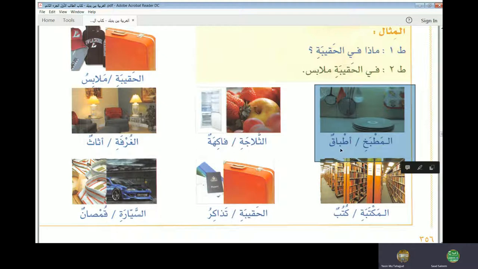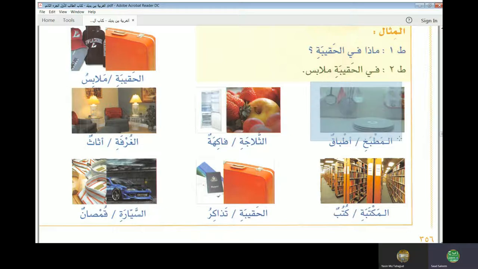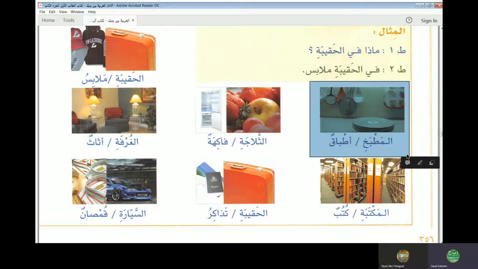Okay, fi, fi, fil matbakhi atbakhun. I asked you, maza fil matbakhi, what is in the kitchen? You answered, fil matbakhi atbakhun. In the kitchen, there are plates.